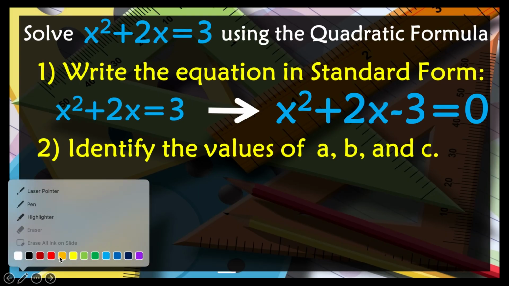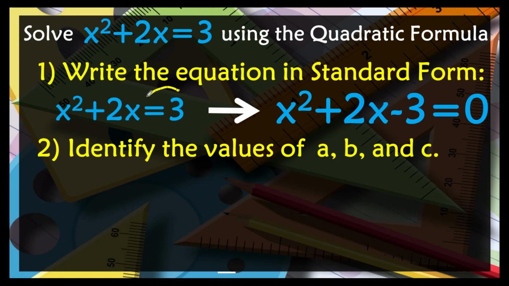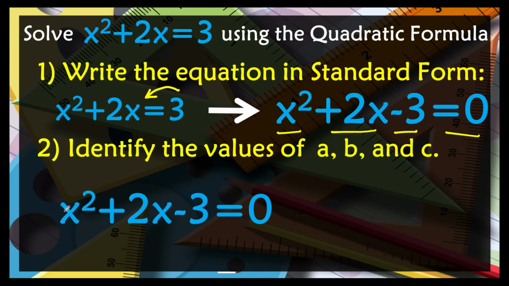Oh, wait, I'm not using the pen yet. Sorry. There. 3 crosses over to the other side, so it becomes negative 3. Okay, if you remember the standard form: quadratic term, linear term, constant is equal to 0. After writing our given equation in standard form, identify the values of A, B, and C. So this is our standard form.